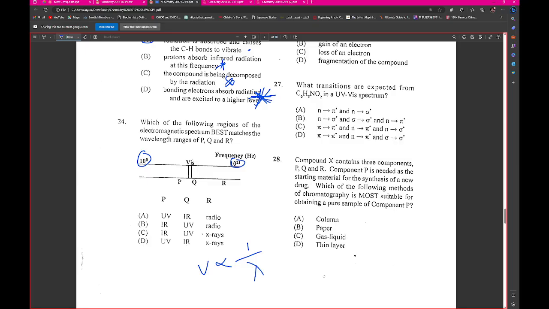EBIR. Should it be IR? So we have IR and then Q would be what? Viz? Or sorry, it can't be Viz. UV? Yeah, UV. Alright, and then the other one will be radio or X-rays. X-rays. Alright.